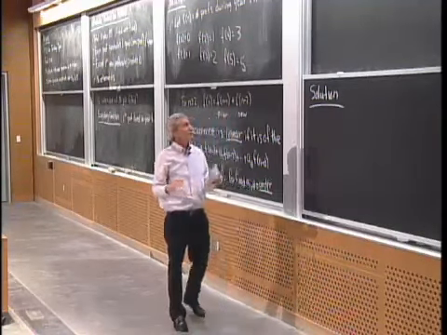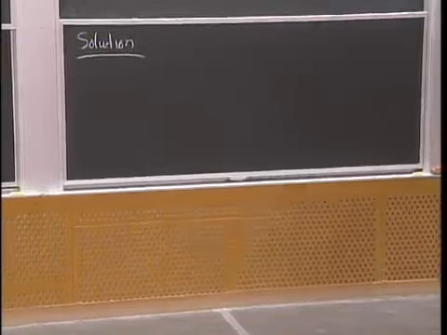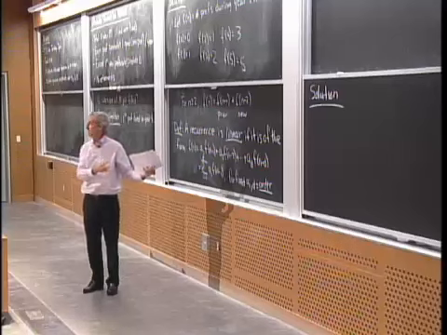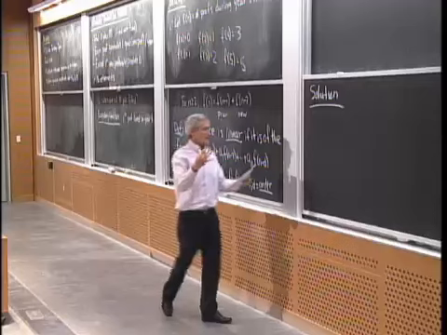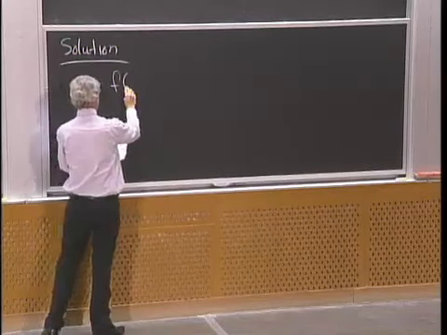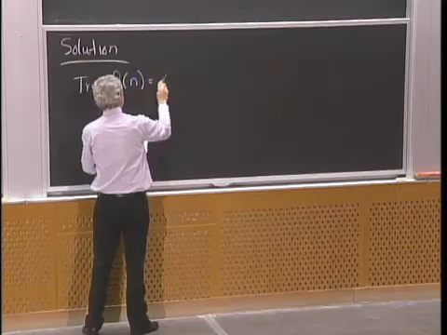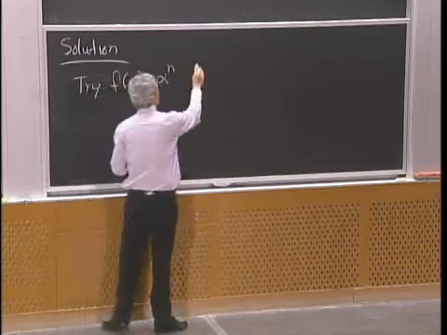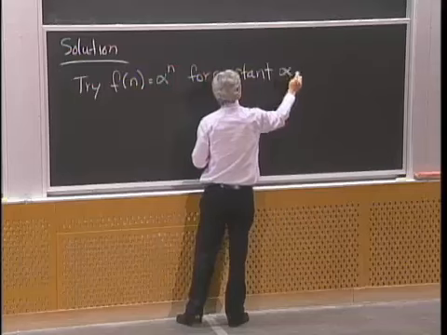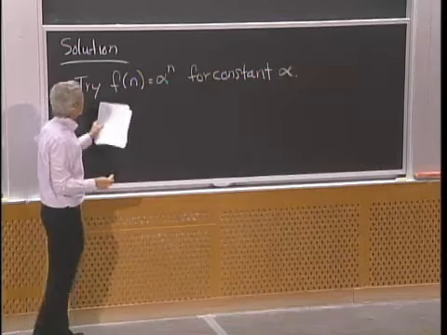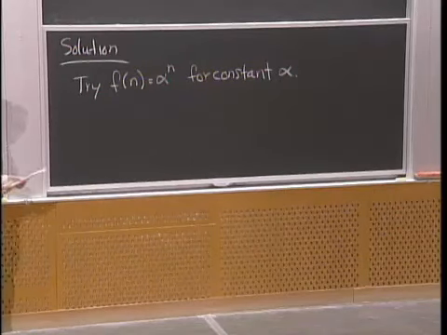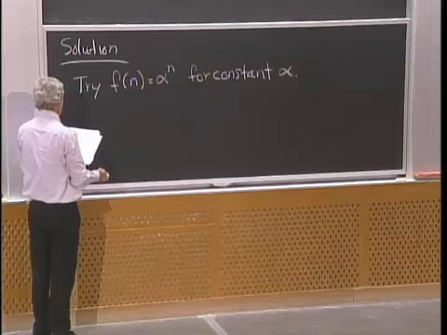Now, what we're going to do this first time ourselves, when we don't have the formula, is to use guess and verify. So we're going to guess a solution and check that it works. And we're going to guess really a class of solutions. We're going to try f of n is an exponential in n, alpha to the n, for some constant alpha. Now, we're going to figure out what alpha is as we go along during the verification process.